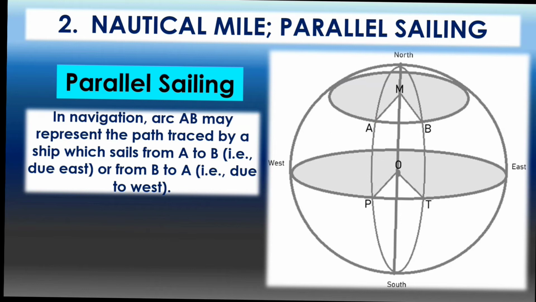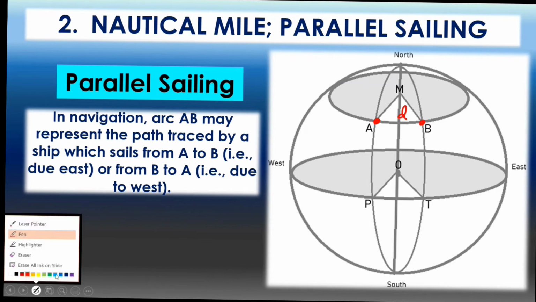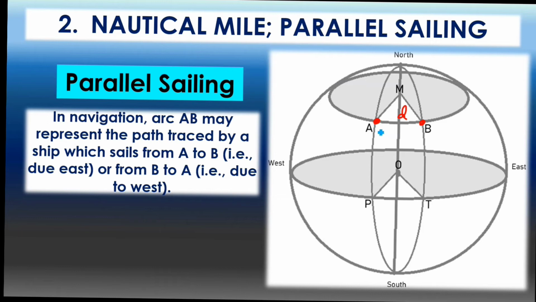In navigation, arc AB may represent the path traced by a ship which sails from A to B. So if we have the points A and B here, we do have the departure. The said departure from A to B is due east. From B to A, it is due west.